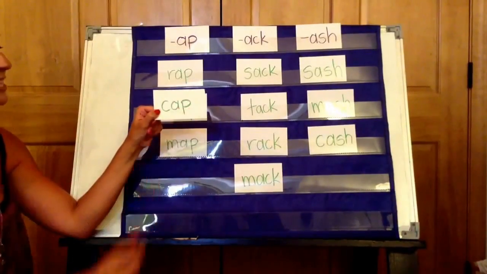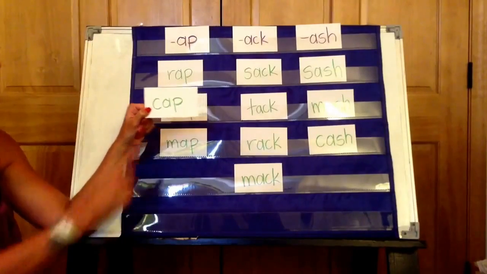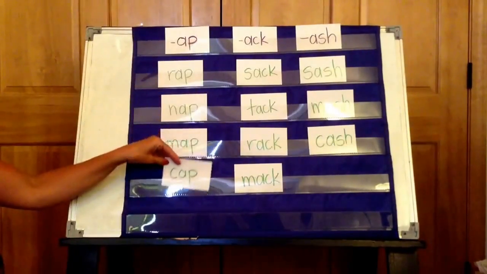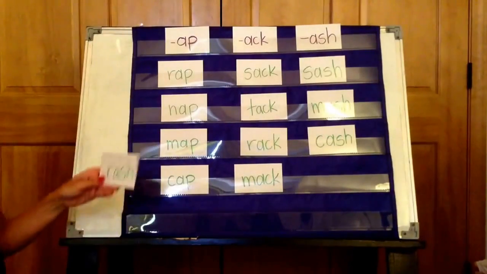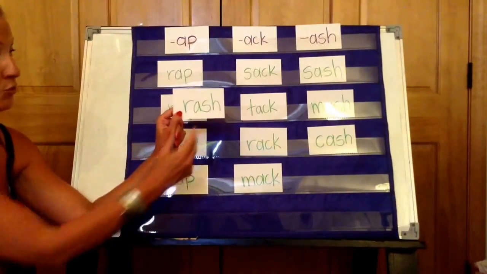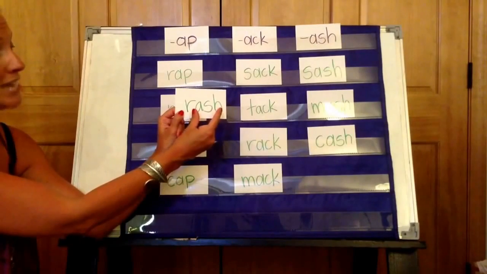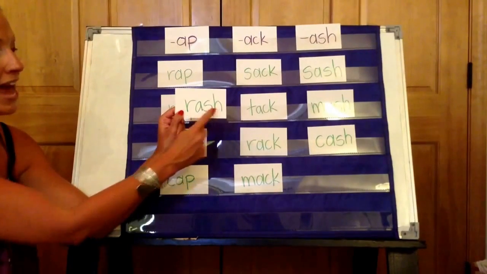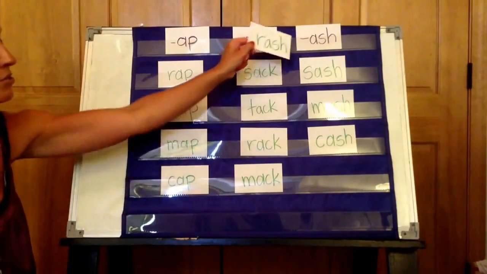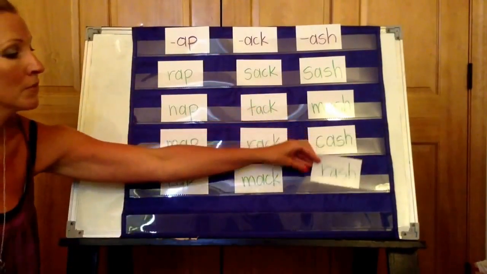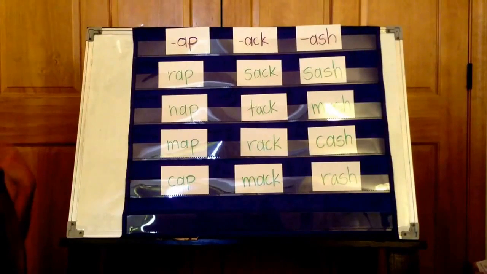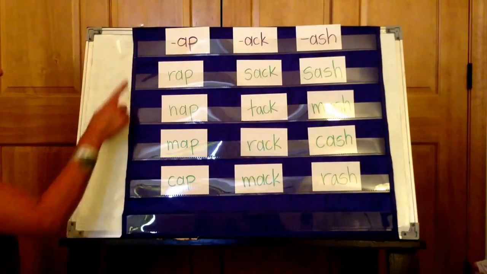This next word, I see the app word pattern. So I'm going to read this as app, cap, and I'm going to sort it under app. And my last word, when I look for parts, I see ash. So I'm going to read this as ash, rash, and I'm going to sort it under ash. So now when I get done with my word sort, I want you to find a partner to read your words to. So let's go ahead and read these together.